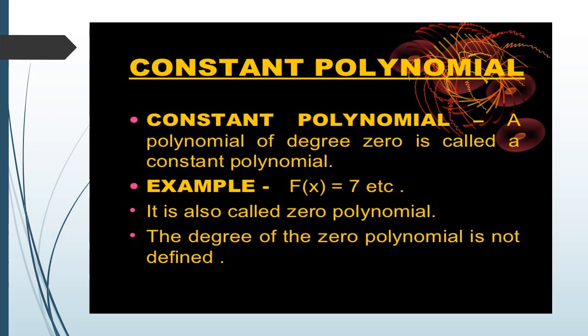Constant polynomial. First we'll see what is constant. Any number without any variable, we call it as a constant. Now, constant polynomial, a polynomial of degree 0. Example, 7. It is also called a zero polynomial. Here the degree is not defined.